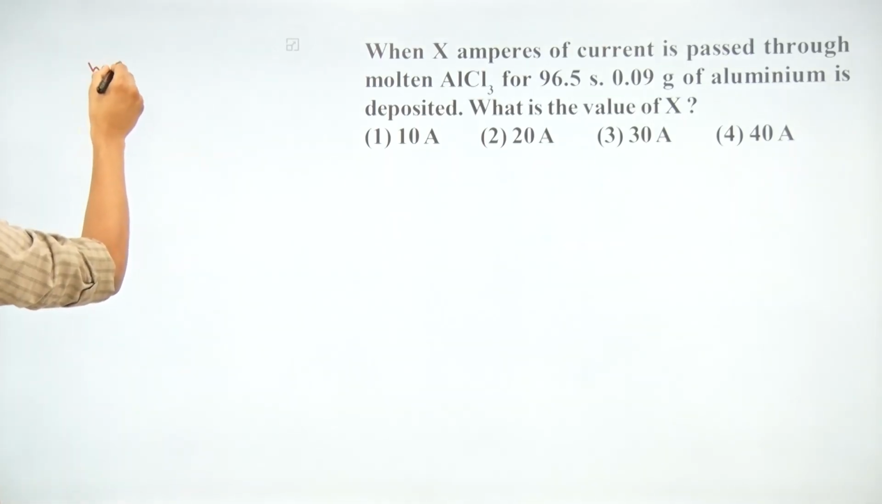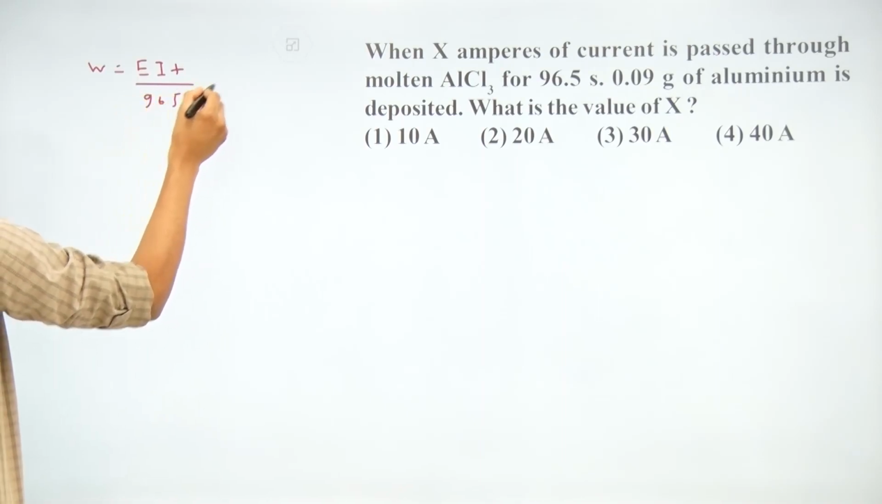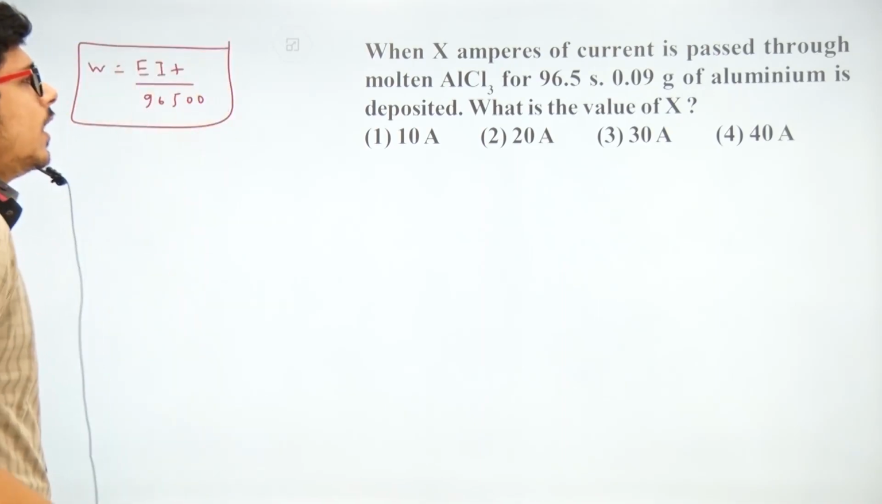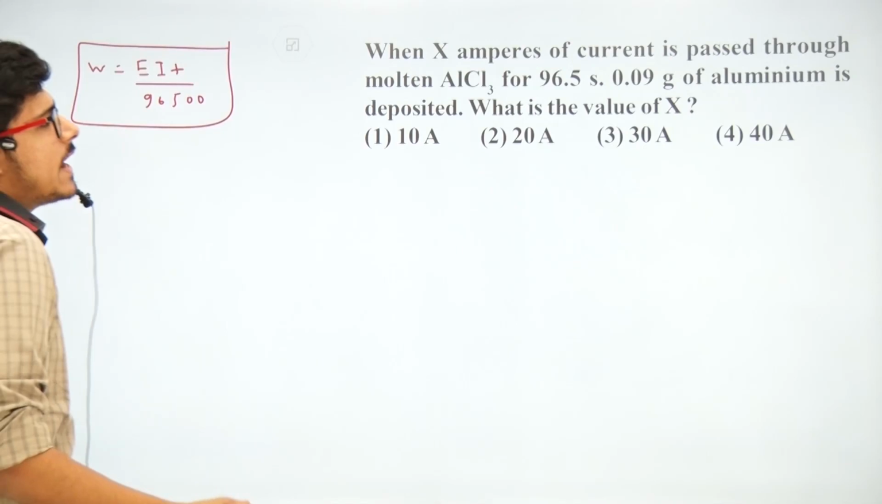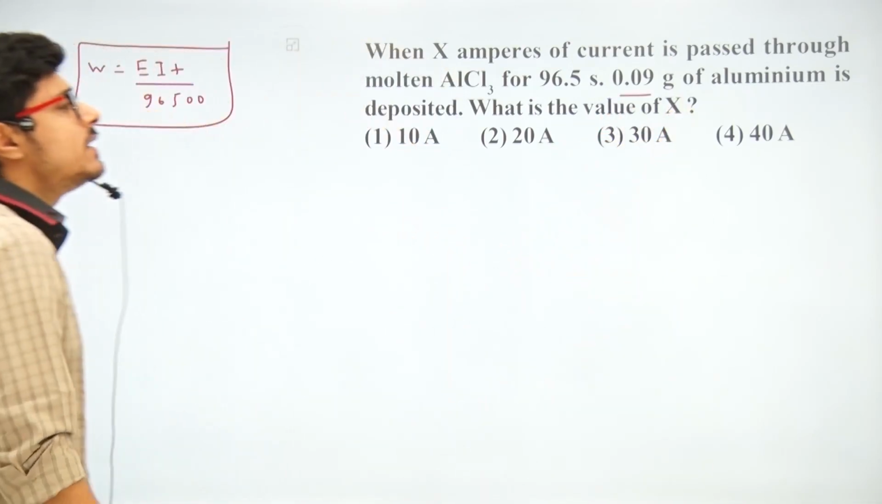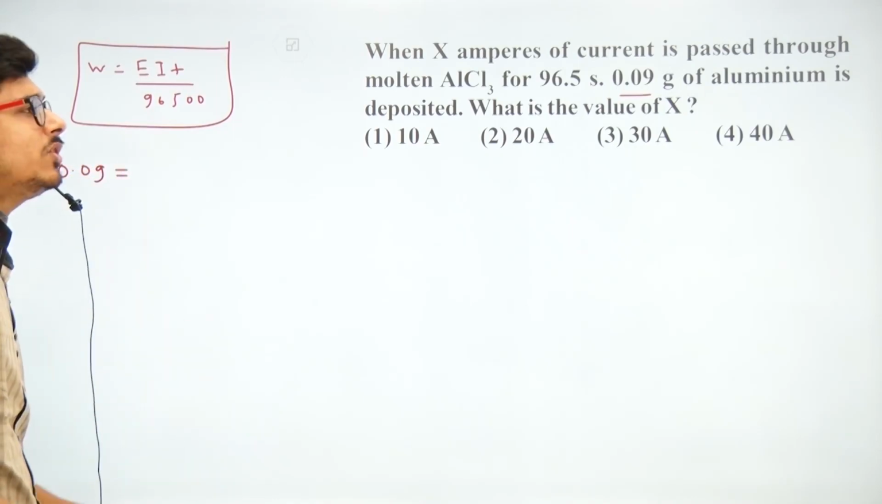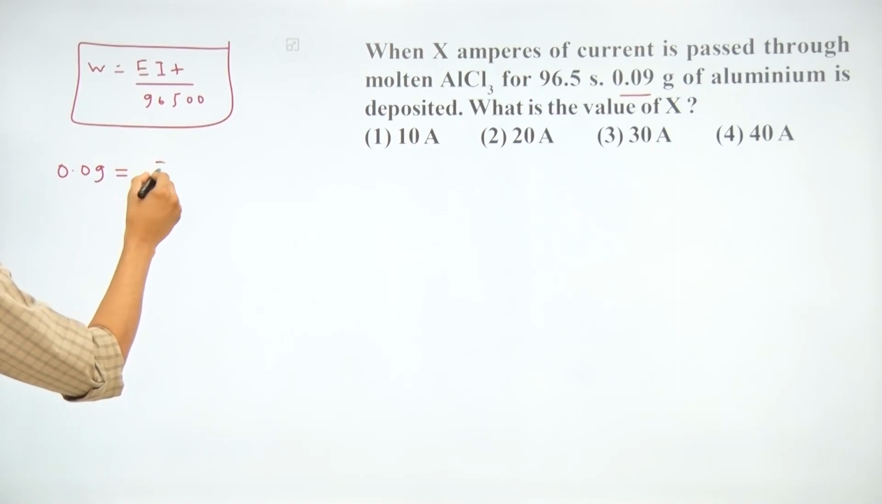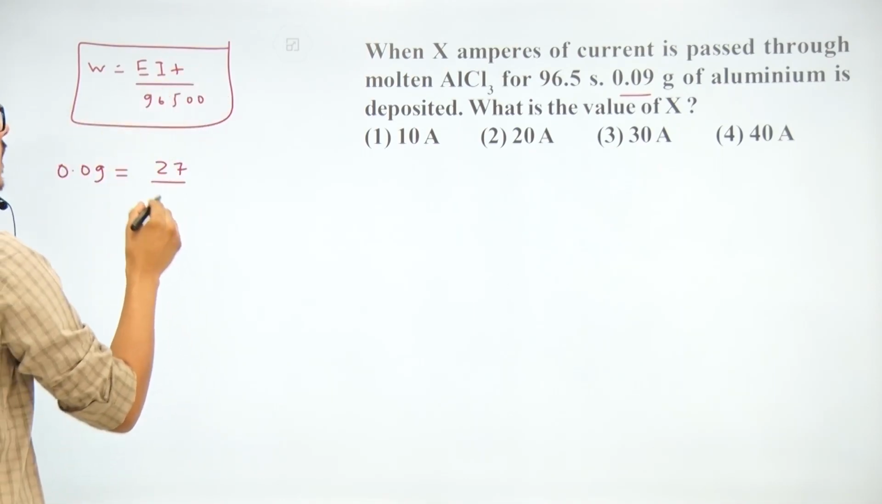Okay, so we have studied W is equals to what? W is equals to EIT upon 96500. Here W is the mass deposited, that means the mass of aluminium. E is the equivalent weight of the aluminium. Here I is current, T is time. Here we have given that the value of W is 0.09 grams, which is equals to the equivalent weight of aluminium. This will be the molecular weight or atomic weight upon the N factor. Here we have AlCl3. N factor here will be 3.